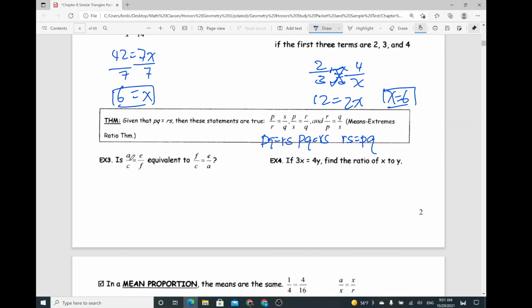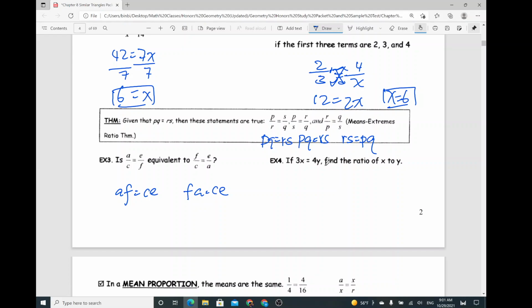For this one, A over C equals E over F is equivalent to F over C equals E over A. Check this out: cross multiplying, it's AF equals CE for this one, and the other one is FA equals CE. So it's basically the same, because multiplication is commutative, so you can swap the terms.